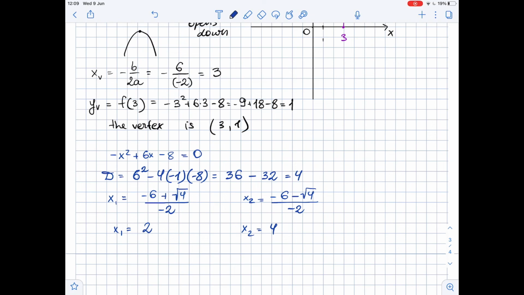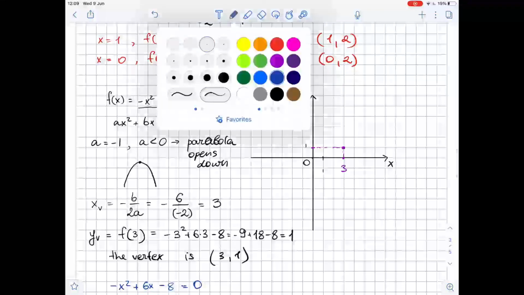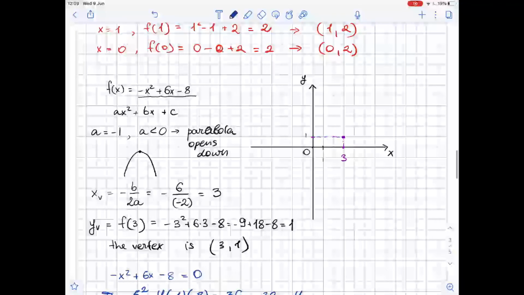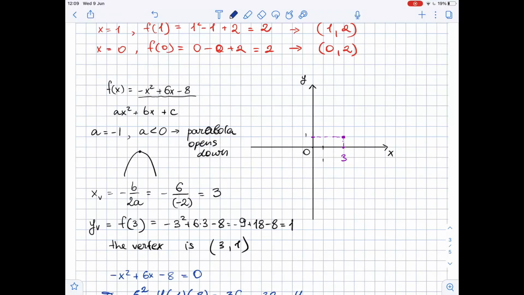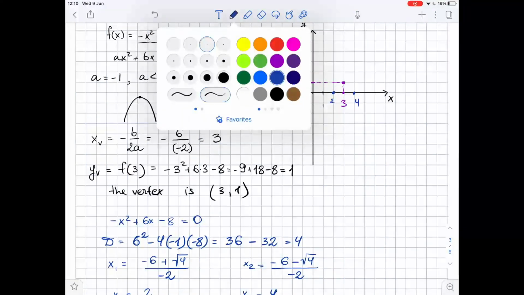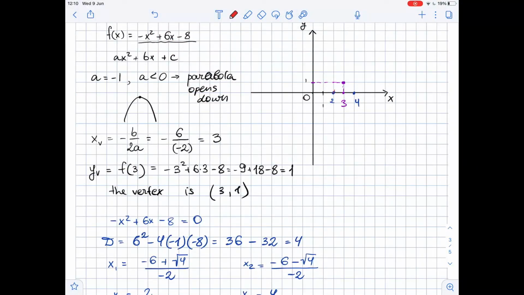So now we have found 2 more points. The first one is (2, 0), and the second one is (4, 0). Let's find them on the x and y plane. So the first one (2, 0) right here, and the second one (4, 0) right here. Well, now we can connect these 3 points and we will get our parabola. So we can connect it like this, and this is what our parabola looks like.